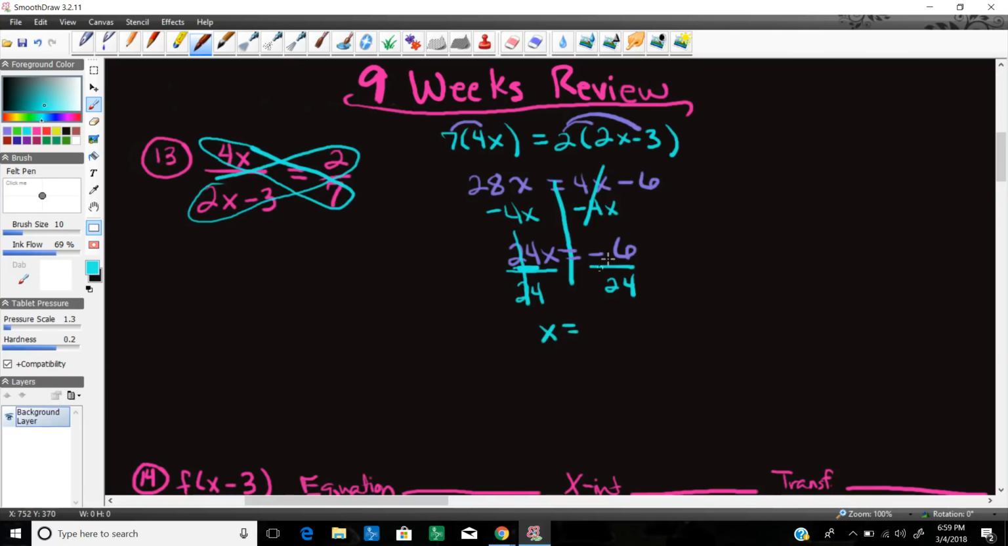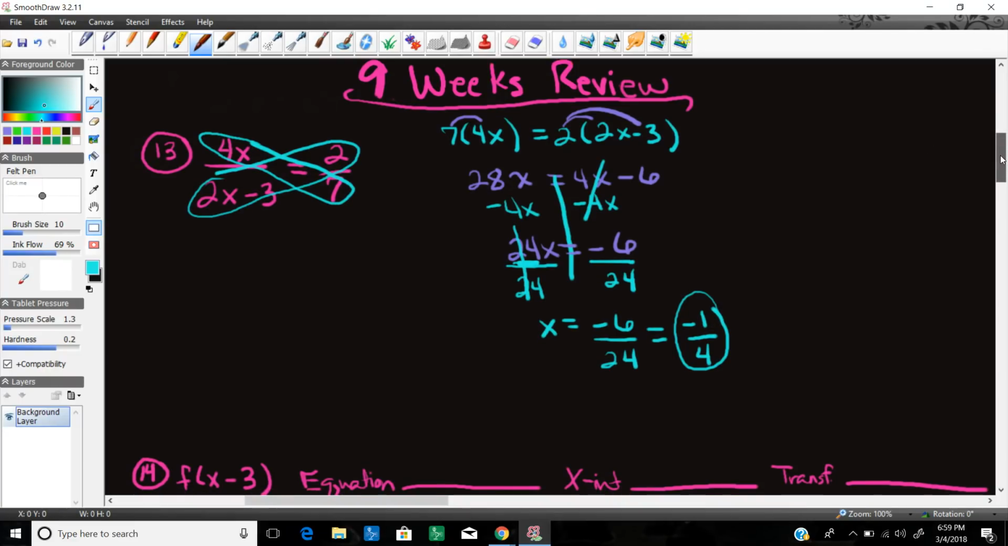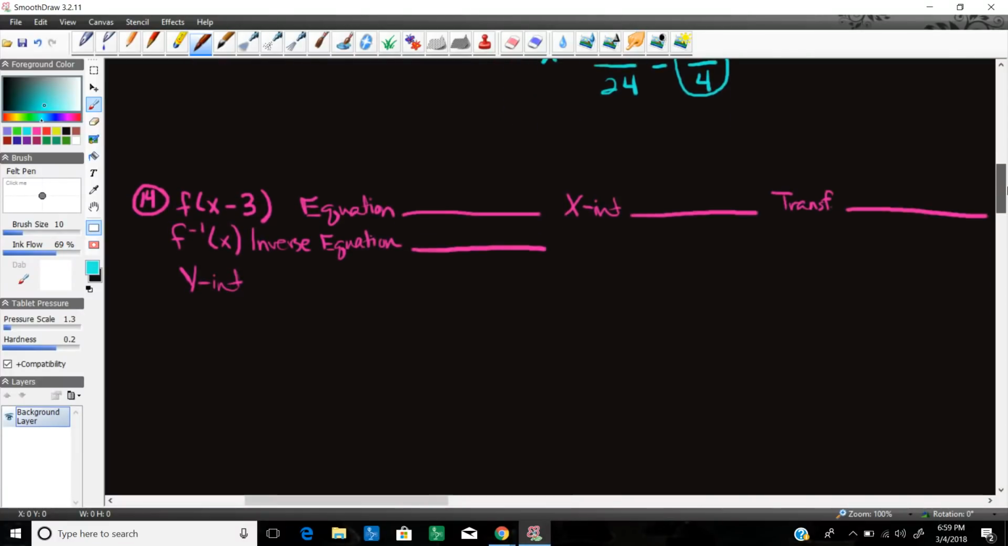So x is equal to negative 6 over 24. If we can simplify it, we do. In this case, you can see that both 6 and 24 are divisible by 6. So this simplifies to negative 1 over 4. So x is equal to negative 1/4 in this problem. Okay. Next one I'm going to go over is number 14.